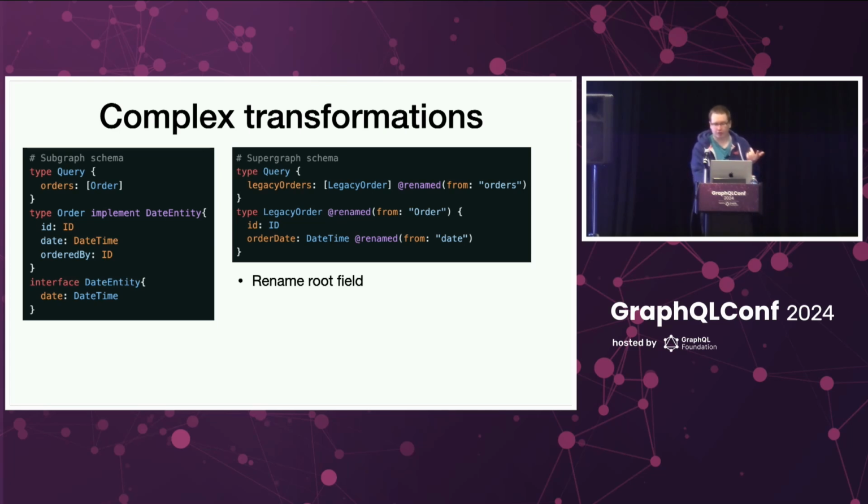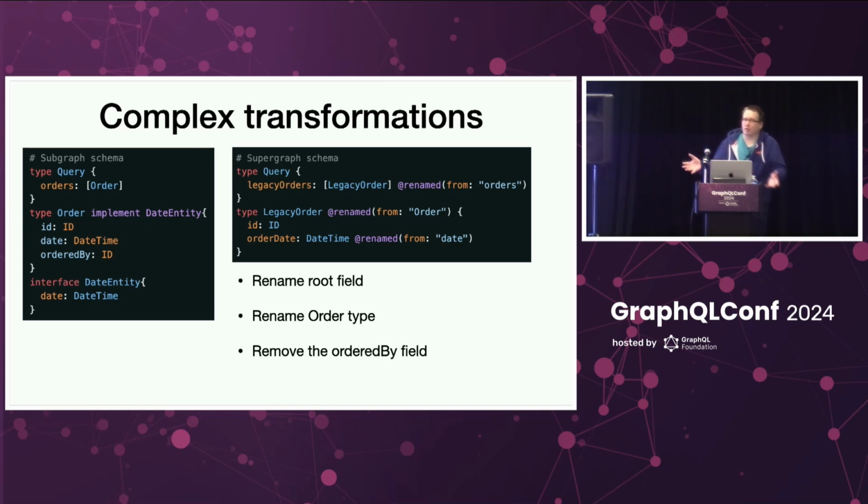So we rename the root field: legacy orders is actually orders. We rename the order type: legacy order is actually order. We completely remove the ordered by field. If you look on the left, we have an ordered by of type ID. This is not present in the right schema, so by just leaving it out, it is removed. That is very natural, very elegant. You just don't declare it, and then it's not available on the overall API, on the gateway API, and that's it. And you can even take it further.